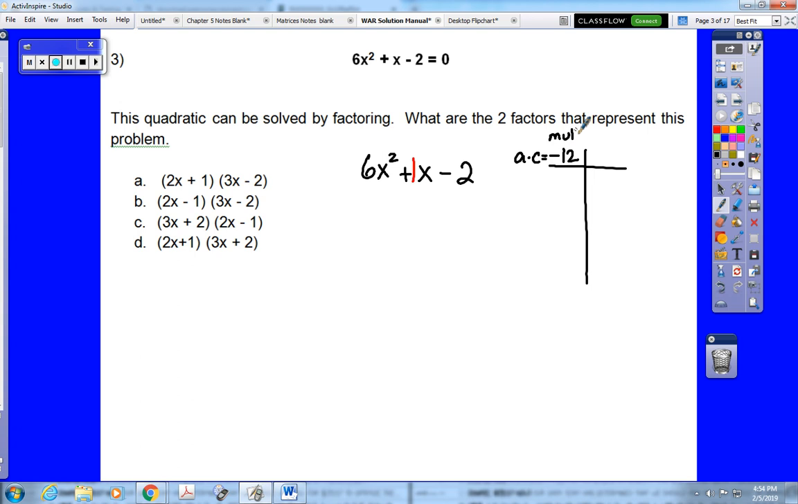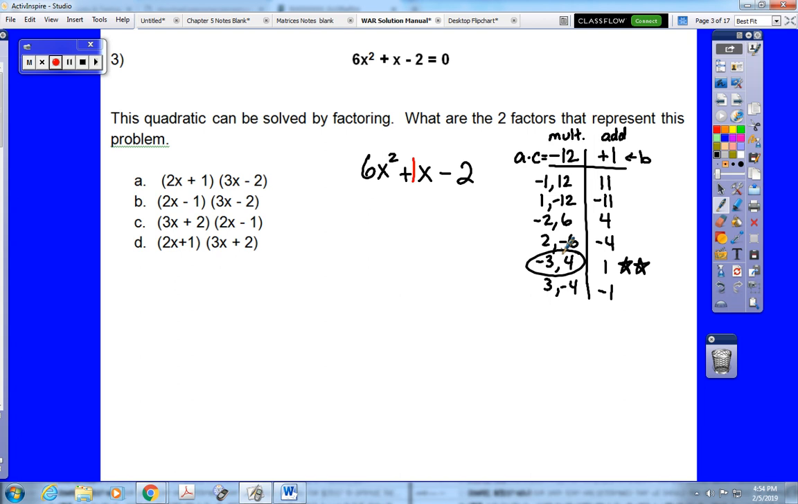You're supposed to look for a pair of numbers that multiply to that number and add to b, which in this case is positive 1. So if we look at all of the numbers that multiply to negative 12, there are a few pairs that work. A total of 6 pairs of integers multiply to equal negative 12, and then we add those pairs together, we find that only one pair is equal to positive 1, which is the pair of numbers we're going to use.